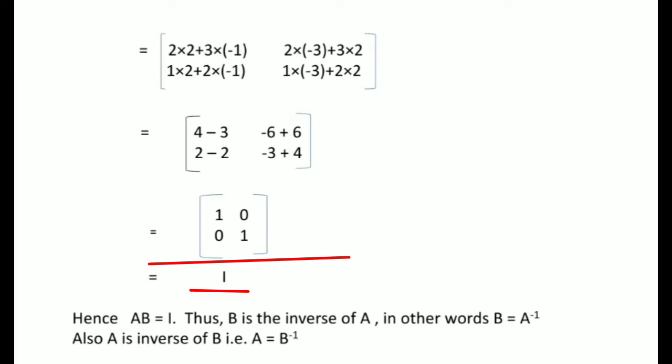0 1, which is the identity matrix of order 2 and is denoted by I. Hence we can write AB equal to I, which satisfy our condition. Thus B is the inverse of A and hence we can write B equal to A power -1. Also we can say that A is the inverse of B and we can write A equal to B power -1. Since inverse of A exists, so we can say that A is invertible matrix.